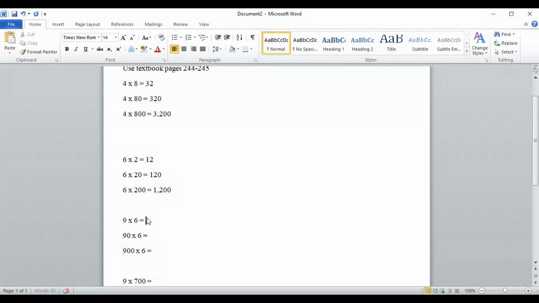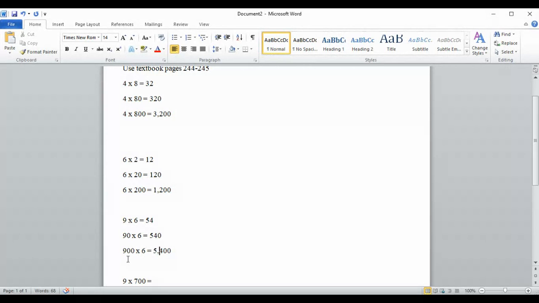So if we have 9 times 6, we know that is 54. So 9 times 60 is going to be 54, add a 0 for 540. Our 0 comes from this 90 because we really have 6 groups of 90. And then 900 times 6 is going to be 54, add 2 zeros. Go back and put our comma in the right place for 5,400.